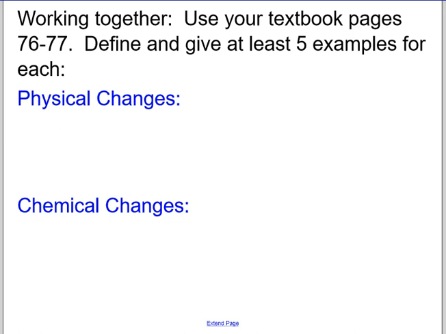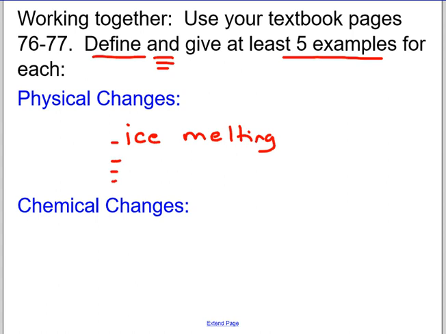Go to your textbook and on pages 76 and 77, I want you to find a definition and at least 5 examples for each of physical and chemical changes. Physical changes happen when we change things like the state. The physical change happens and the substance is still the same before and after. For example, ice melting is a physical change. You will need to find 4 more examples and a definition.